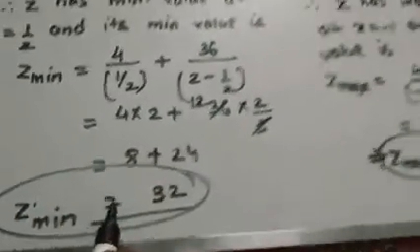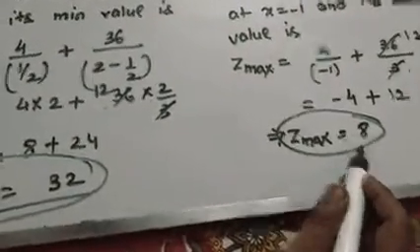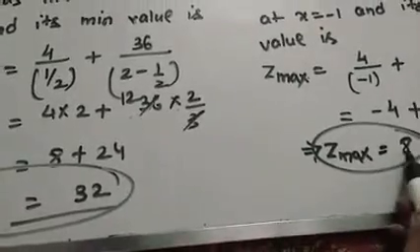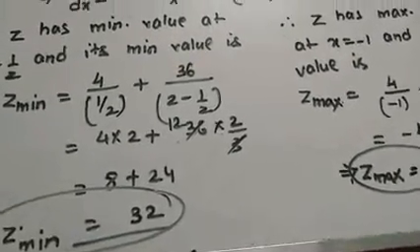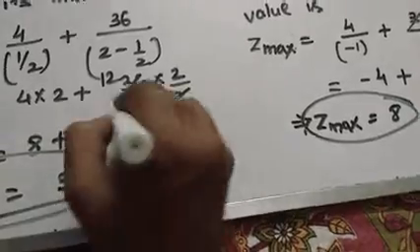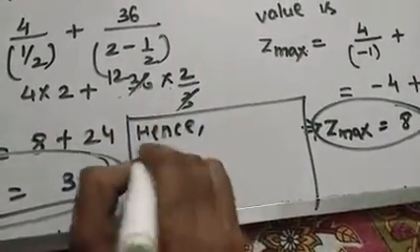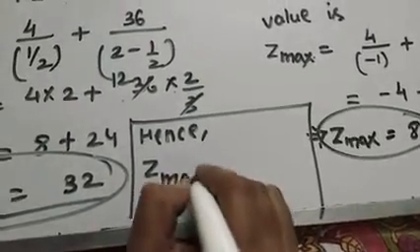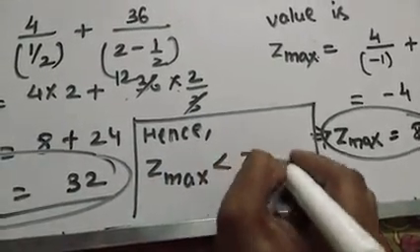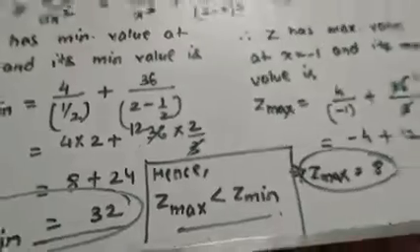So z minimum is 32, z maximum is 8. So it can be easily seen that z max is less than z minimum. So you will write the final conclusion: hence, z max is less than z minimum. Clear?